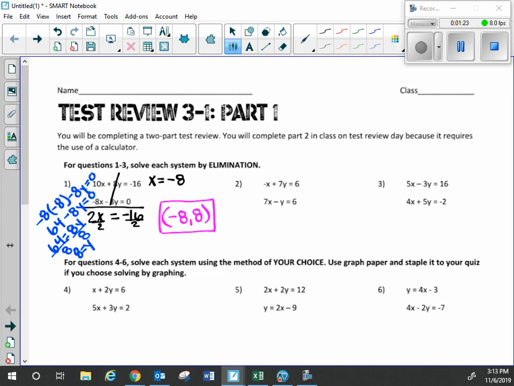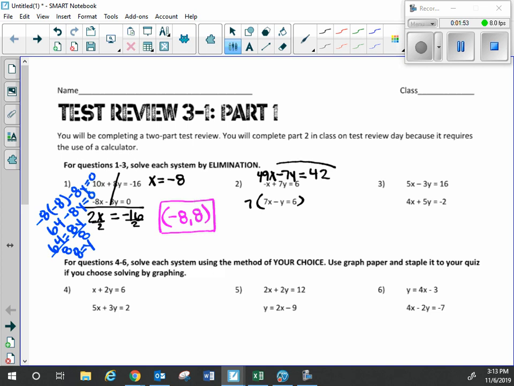Okay, number 2 is not set up yet to eliminate. It's got your variables lined up, but you need to multiply one or the other. So if you multiply, let's eliminate y. If I multiply the bottom by 7, I'll get 49x minus 7y equals 42.